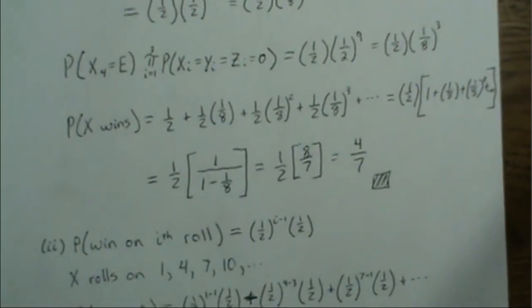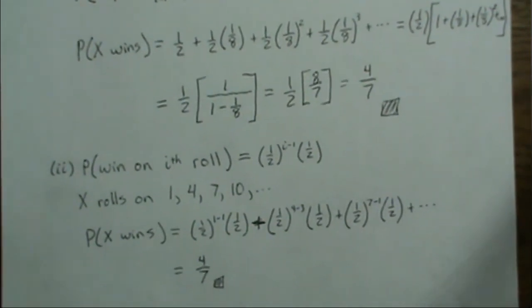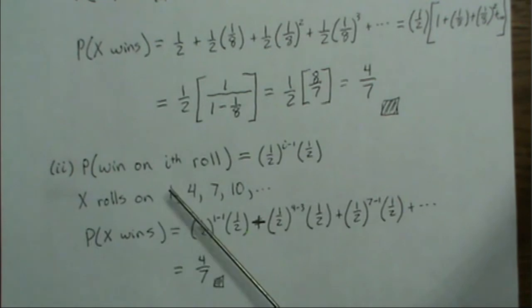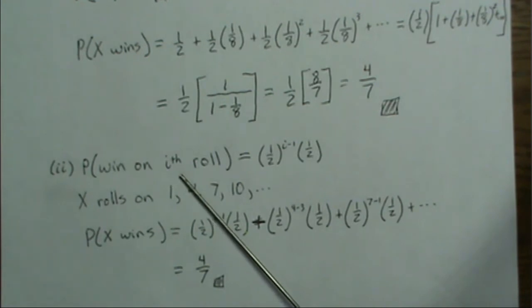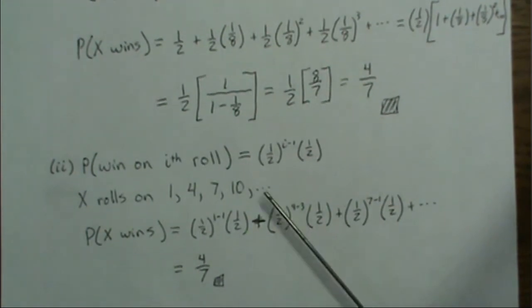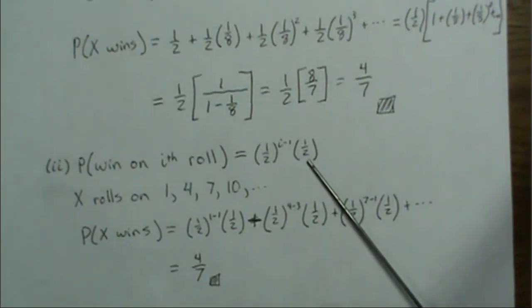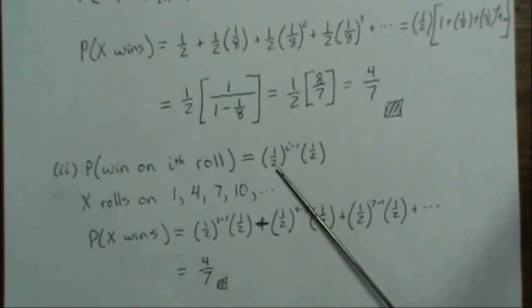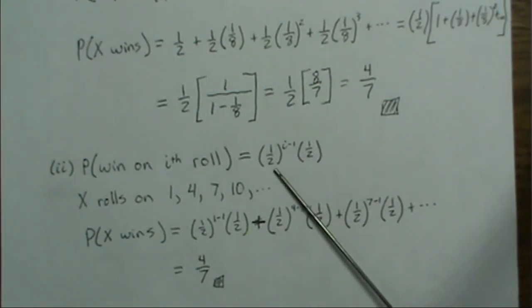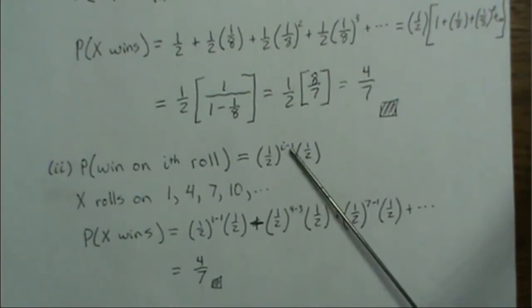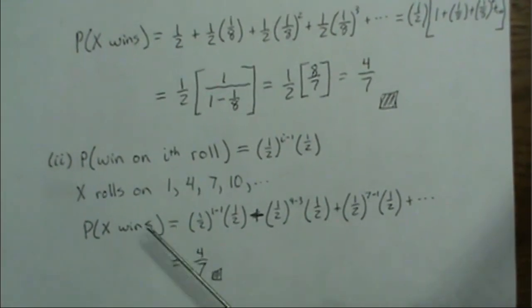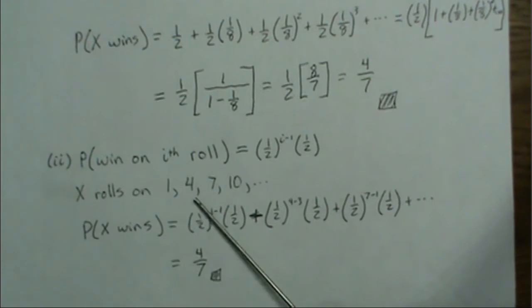Now, another way to think about this, and if I have more than one solution, I'm going to provide them all. Here, let's not think about X winning. Let's think about someone winning on the ith roll. So it goes X, Y, Z, X, Y, Z. So the probability that someone wins on the ith roll is they have to roll an even, which is this, and then the i minus one previous rolls all have to be an odd, and they're all independent, so that's 1/2 to the i minus one.